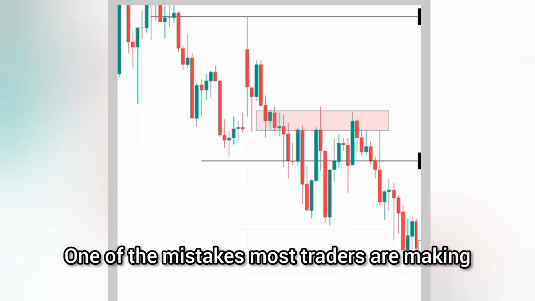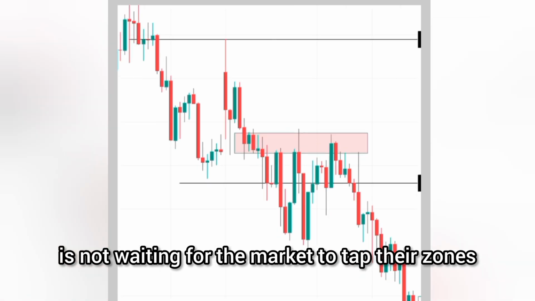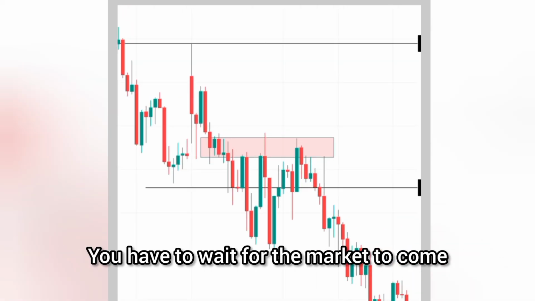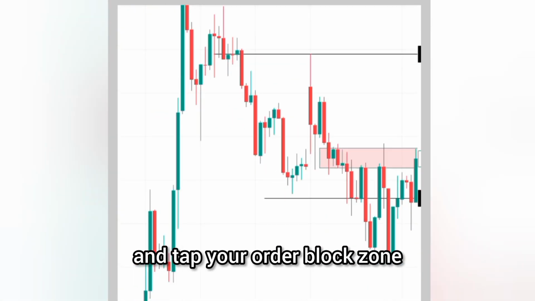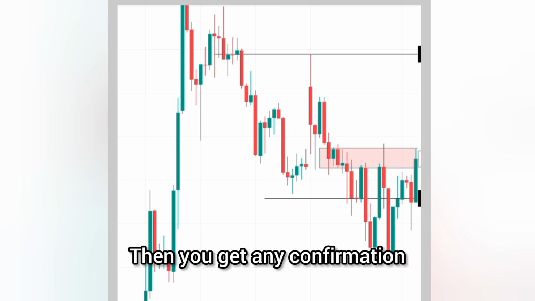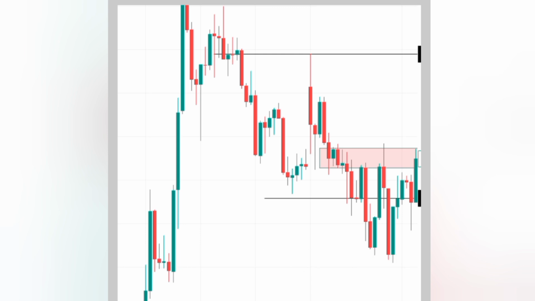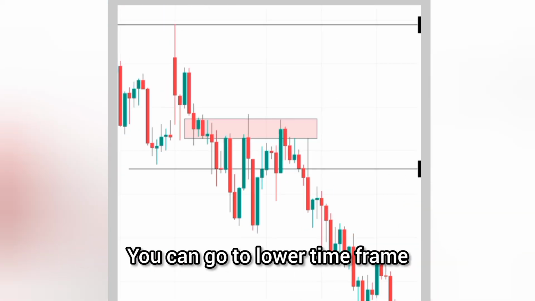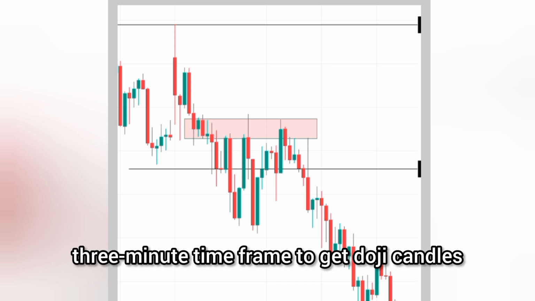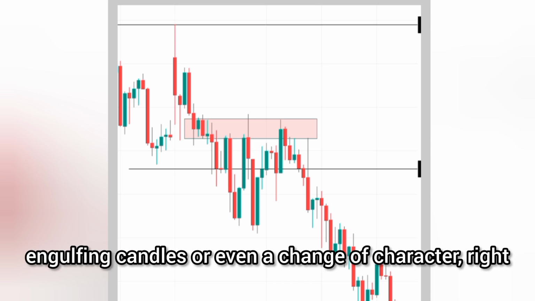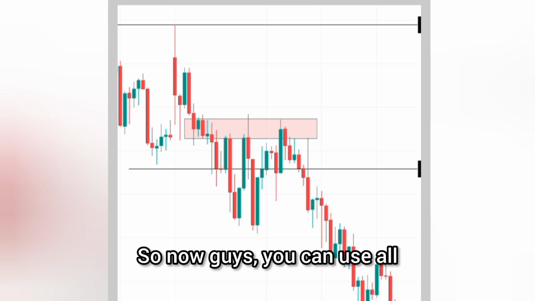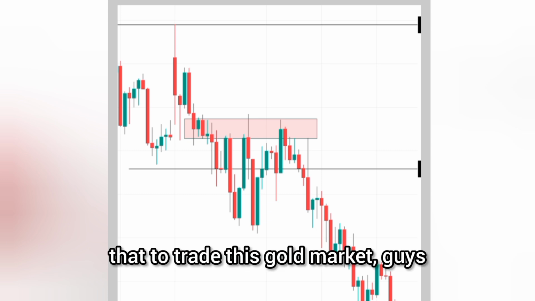One of the mistakes most traders make is not waiting for the market to tap their zones. You have to wait for the market to come and tap your order block zone or fair value gap, then get any confirmation that you are using. Traders use very many confirmations. You can go to a lower time frame, like the 1 minute or 3 minute time frame, to get doji candles, engulfing candles, or even a change of character. You can use all that to trade this gold market, guys.